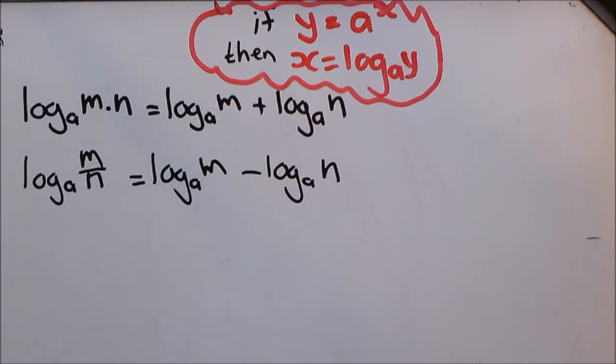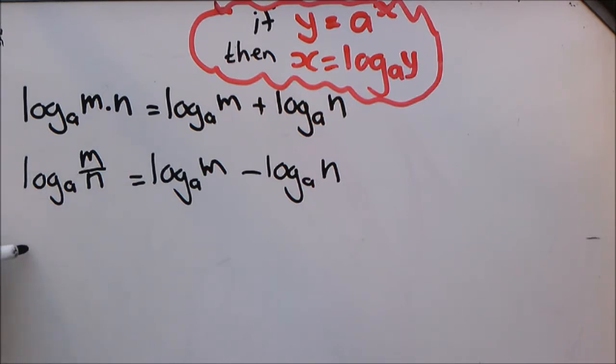If you want to see how to prove these laws, you're more than welcome to go to your textbook. It's on pages 61 and 62. But the proofs are not examinable. You don't have to know how to prove it, but you have to know how to apply these laws. So these are the first 2 laws.